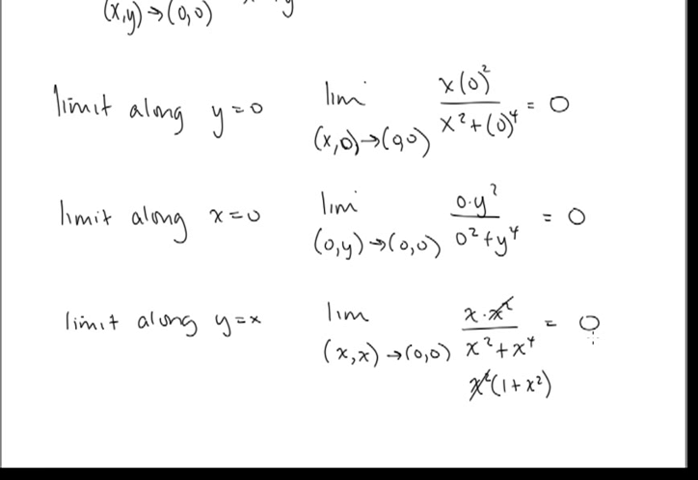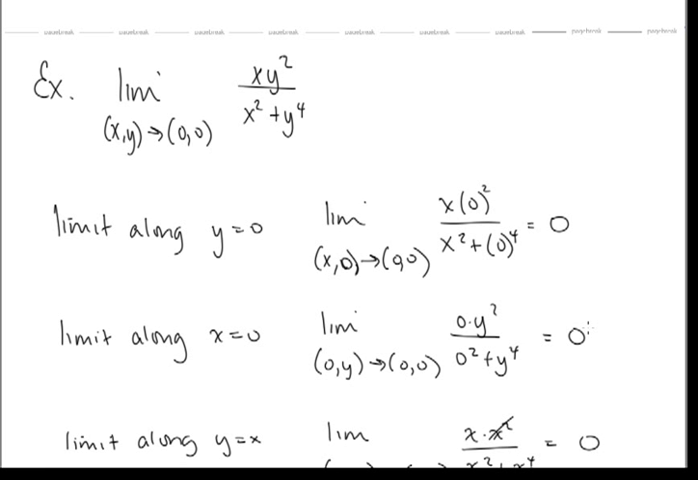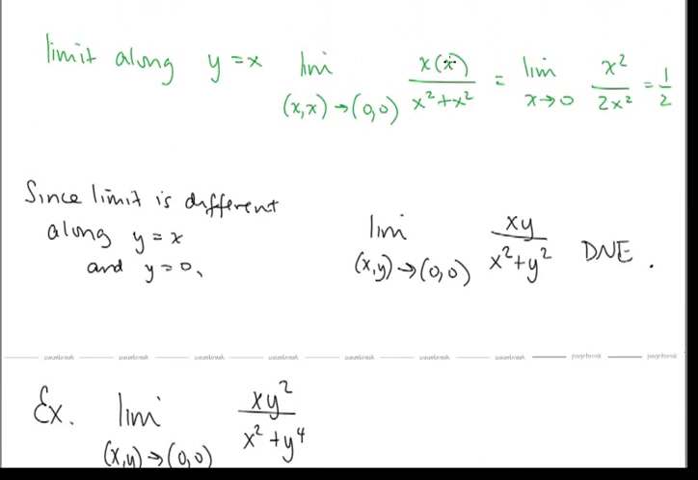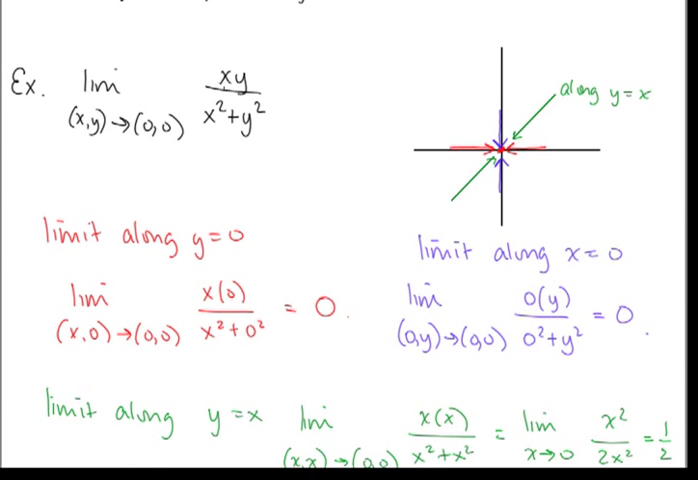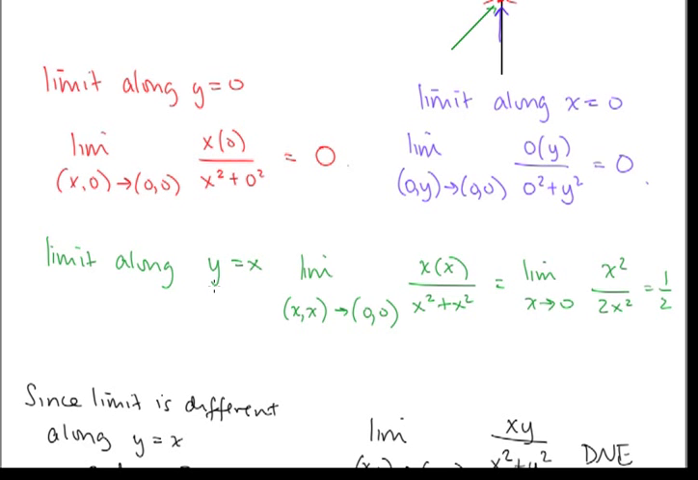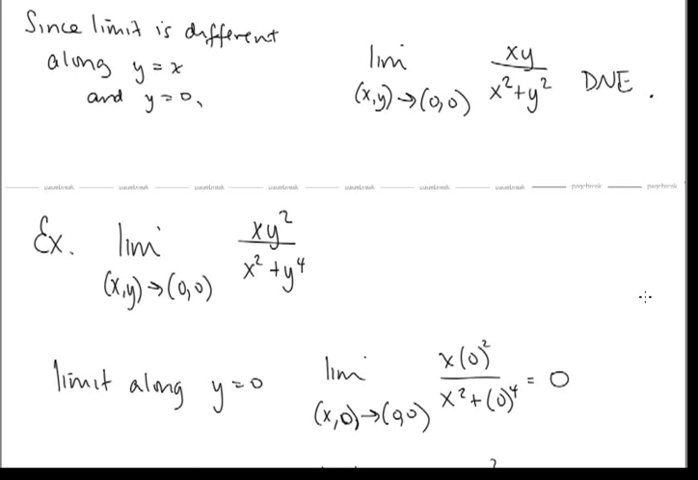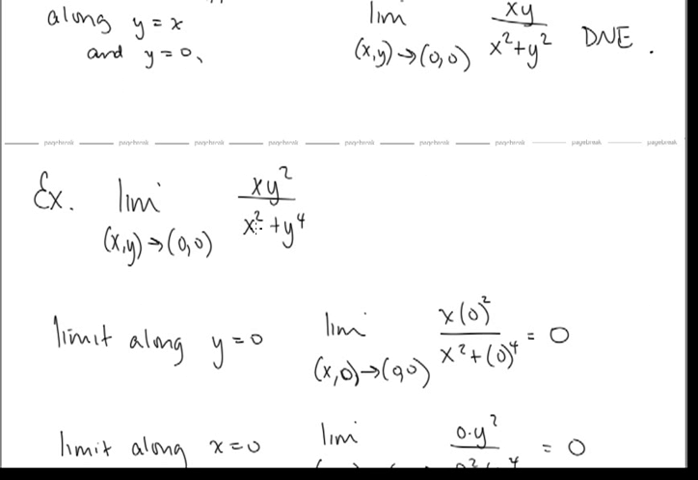No, unfortunately, it does not. Let's take a closer look at this function, and let's see if we can think of a path that might give us a different value. Notice in the last example, we had xy over x squared plus y squared. The roles of x and y were identical in this function. If we switched x and y, the function would be exactly the same. So going along y equals x is what gave us that different limit. But that's different than what's happening here. The roles of x and y here are not the same. We have an x and a y squared. We have an x squared and a y to the 4th.